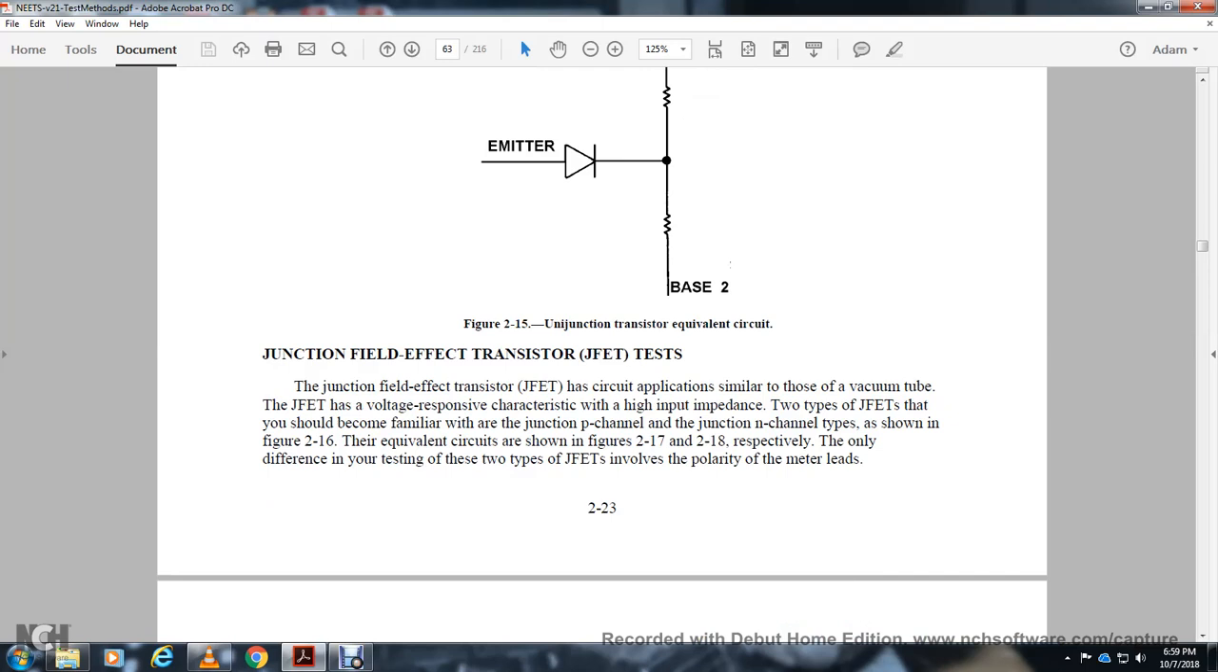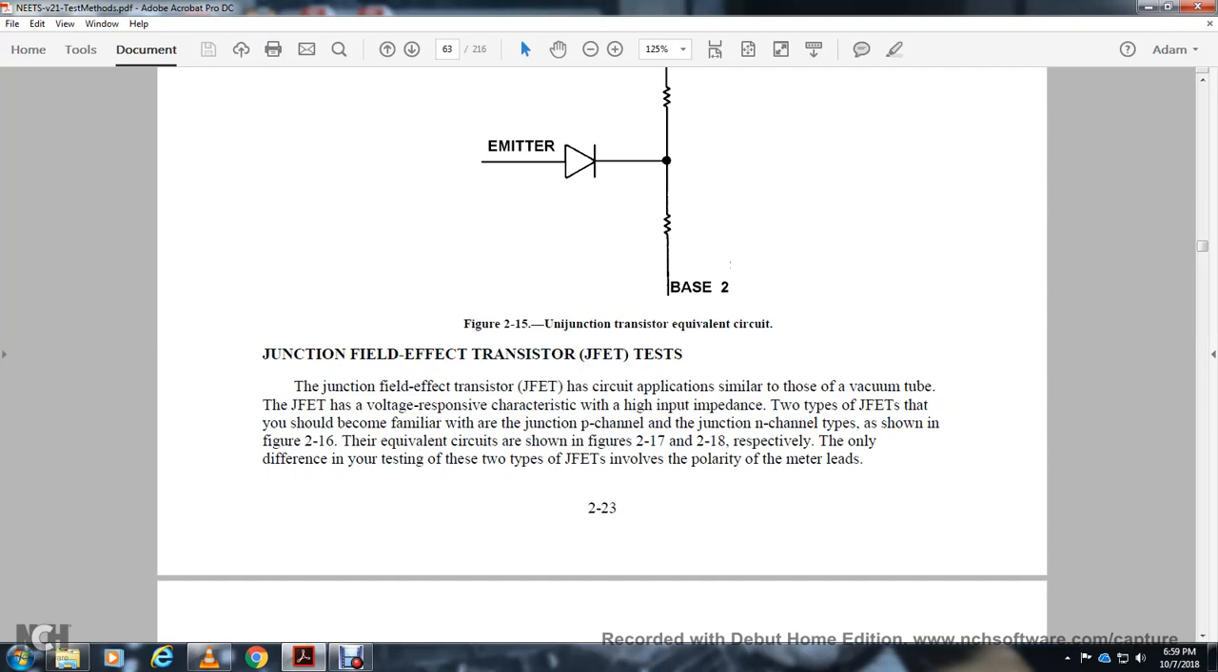Next, the junction field effect transistor, or JFET. The JFET has circuit applications similar to those of the vacuum tube. The junction field effect transistor has a voltage response characteristic with high impedance. You should be familiar with the two types of junction field effect transistor, the junction positive channel and the junction negative channel types, shown in figure 216.